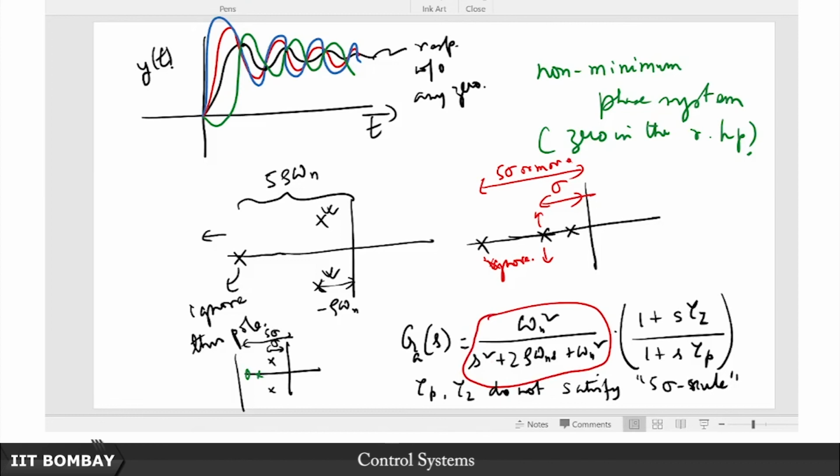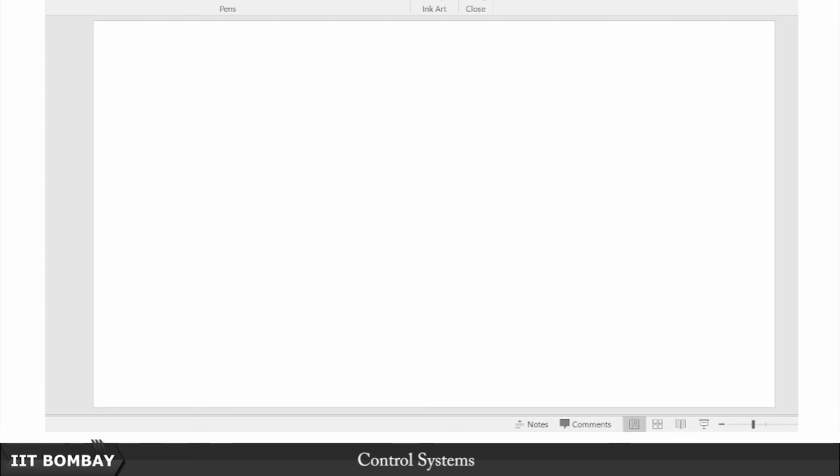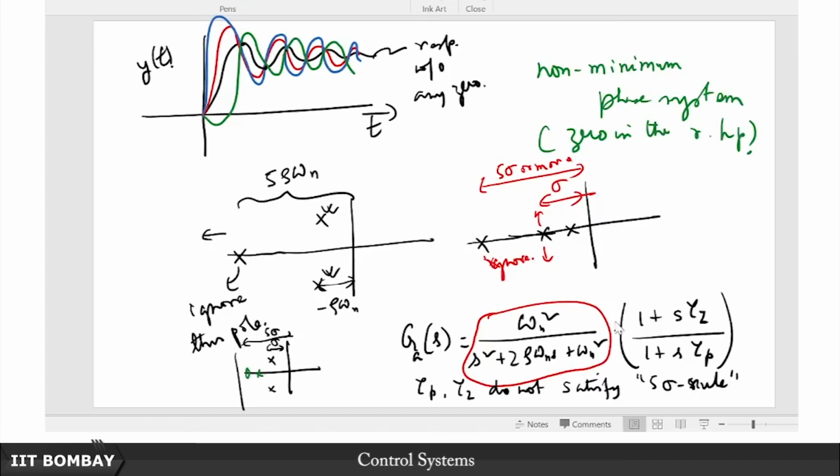When we can do that is this situation, where tau z is very close to tau p. Remember, if tau z is very close to tau p, what does that mean? It's essentially as if the pole and the 0 are cancelling out each other. That is one way of seeing why this sort of an approximation might work.